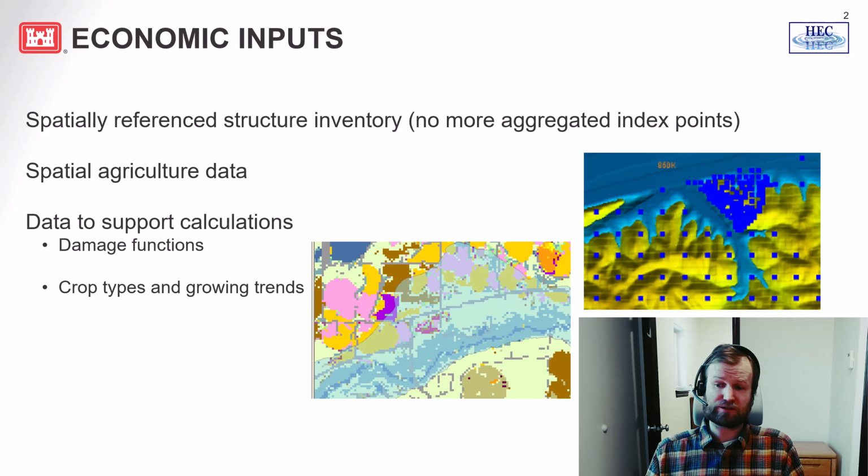We also need some non-geospatial data, and that's necessary to support the geospatial input elements. These include stage damage functions for structures and content, crop production functions, as well as consequences at flood thresholds for critical infrastructure and impact response curves.